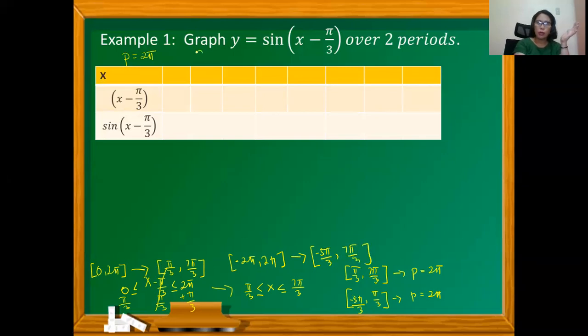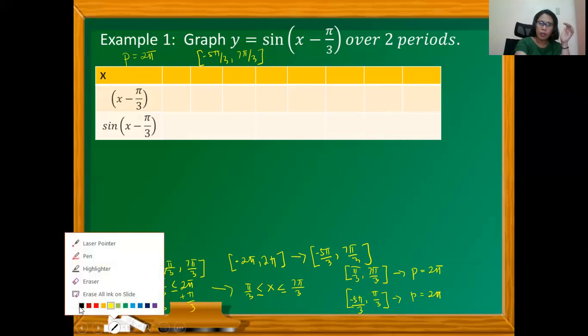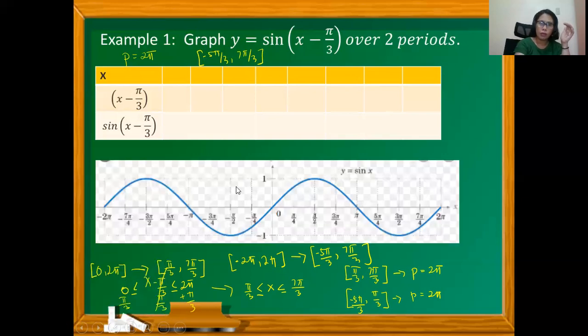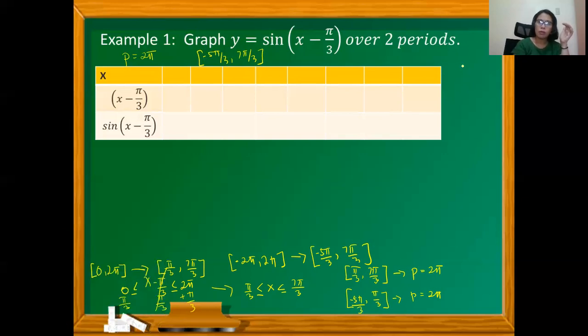So, over the period negative 5 pi over 3 to 7 pi over 3, what we will be doing is adding cumulatively pi over 2 from the lower boundary until we reach 7 pi over 3. I think we will be needing one more column here.